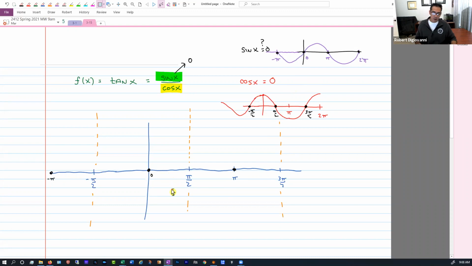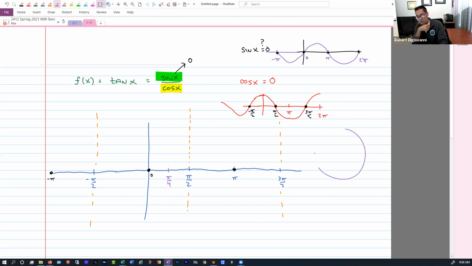And then what we could do to figure out what's happening in between the vertical asymptotes is just plug in some values. I'm only going to do one value, because, again, we've done this before. I'm going to look at the value right here, pi over 4. So I'm going to ask myself, what happens if I plug pi over 4 into the tangent function? Maybe one of you can tell me what tangent of pi over 4 is.